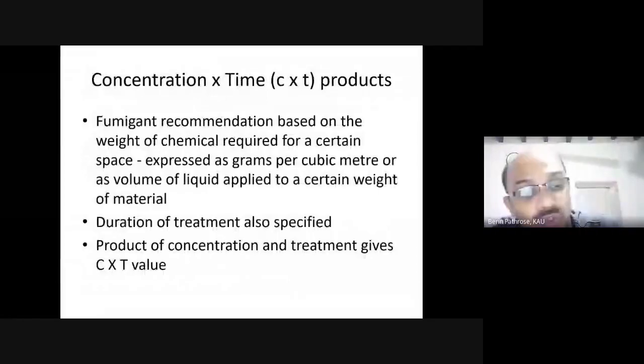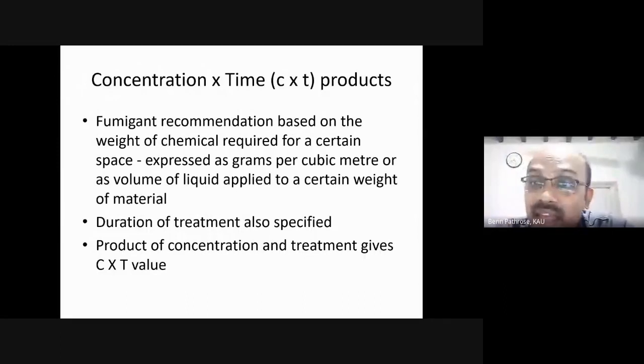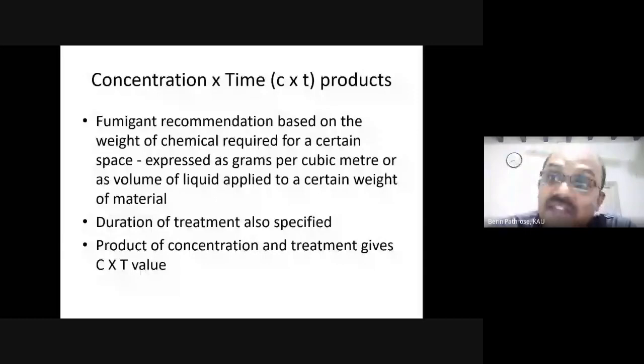Then coming to the calculation of the dose of a fumigant, how do we calculate the dose of a fumigant? The dose of a fumigant is fixed based on the parameters concentration and exposure period. If we multiply concentration and exposure period, we will get a value, and that value is constant for a particular fumigant. We call it a CT value, concentration into time. That is a constant for each and every fumigant.